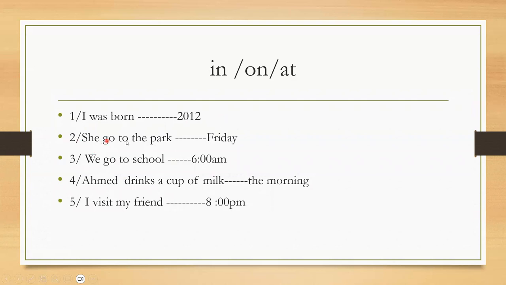Number two, she go to the park Friday. With the days, I will use what? In or on or at. That is good. I will use on. She go to the park on Friday. Good job. Three, we go to school dash 6 a.m. or 6 o'clock. Yes. With the hours or with time, I will use at. Yes, we go to school at 6 o'clock.